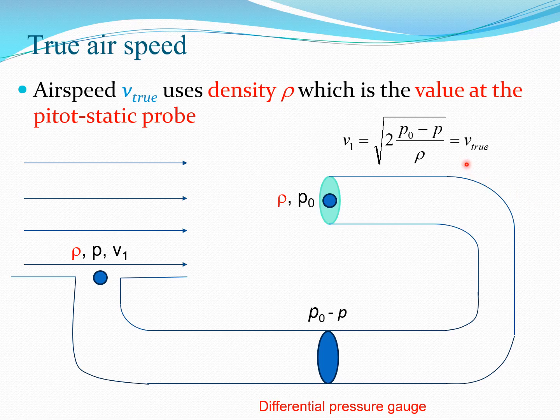This value which we denoted by V1 is actually denoted by V subscript true, and this velocity is known as the true airspeed. So the true airspeed V true uses density, which is the value at the Pitot static probe. For example, we can see here the value of density rho is being used, and this rho is the density which is going to be the ambient density wherever this Pitot static probe is placed. This is typically placed on the aircraft.